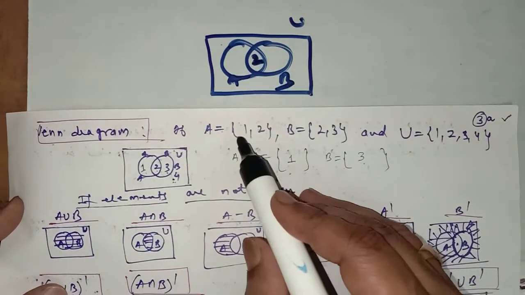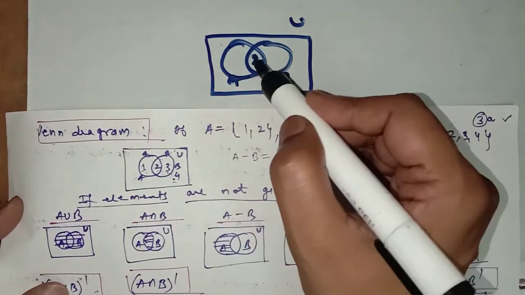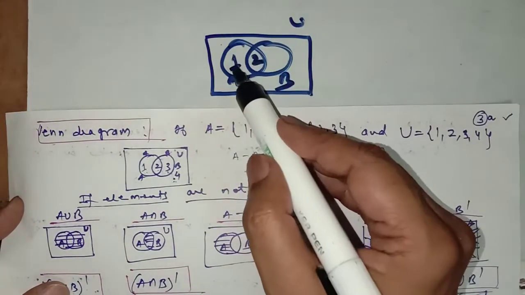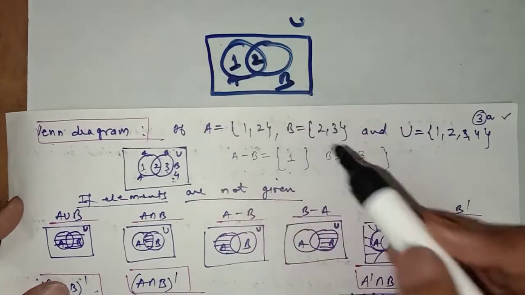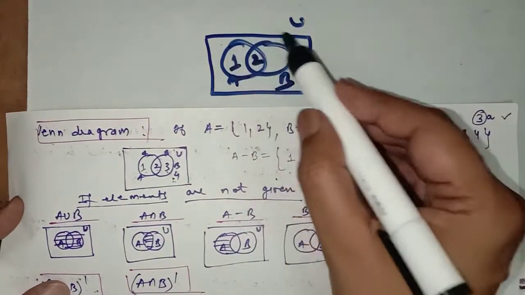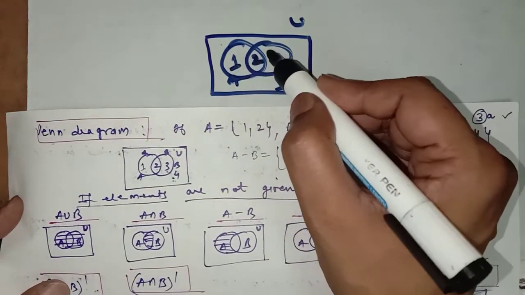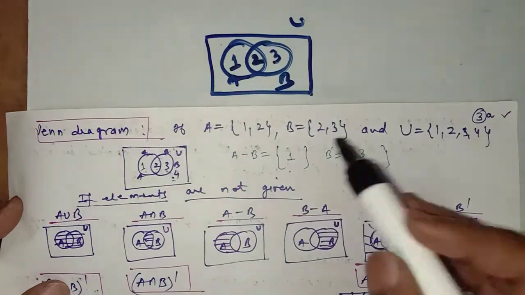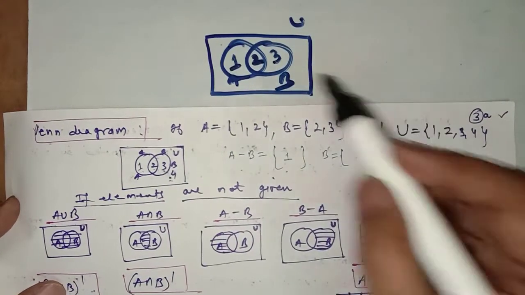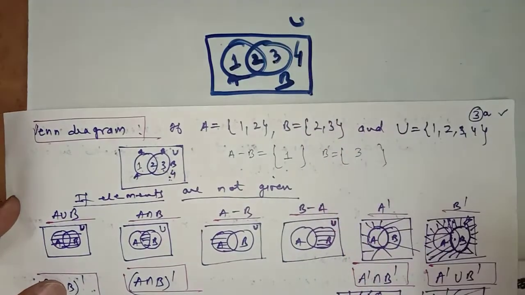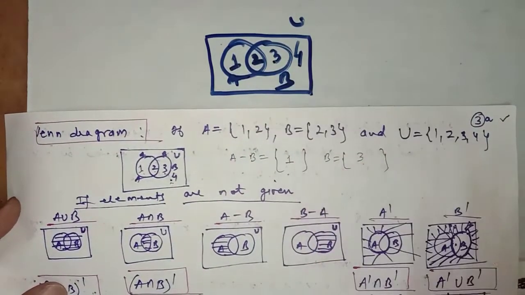Now how many elements are there in A? 1, 2. So 2 is already written, so write 1 here, the element which is in A but not in B, that is A minus B. Now how many elements are there in B? 2, 3. So 2 is already written, so 3 you have to write here. Now in the universal set we have 1, 2, 3, 4. So 1, 2, 3 we have written. The element 4 is not in either A or B, so you have to write it outside the circles.